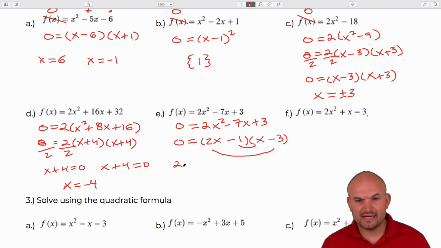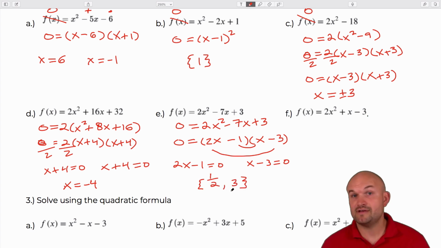Now I can just apply my zero product property. 2x minus 1 equals 0. And x minus 3 is equal to 0. Therefore, my solution set, I'm going to have two of them. So when I use my inverse operations, I would have 1/2 and I would have a +3.